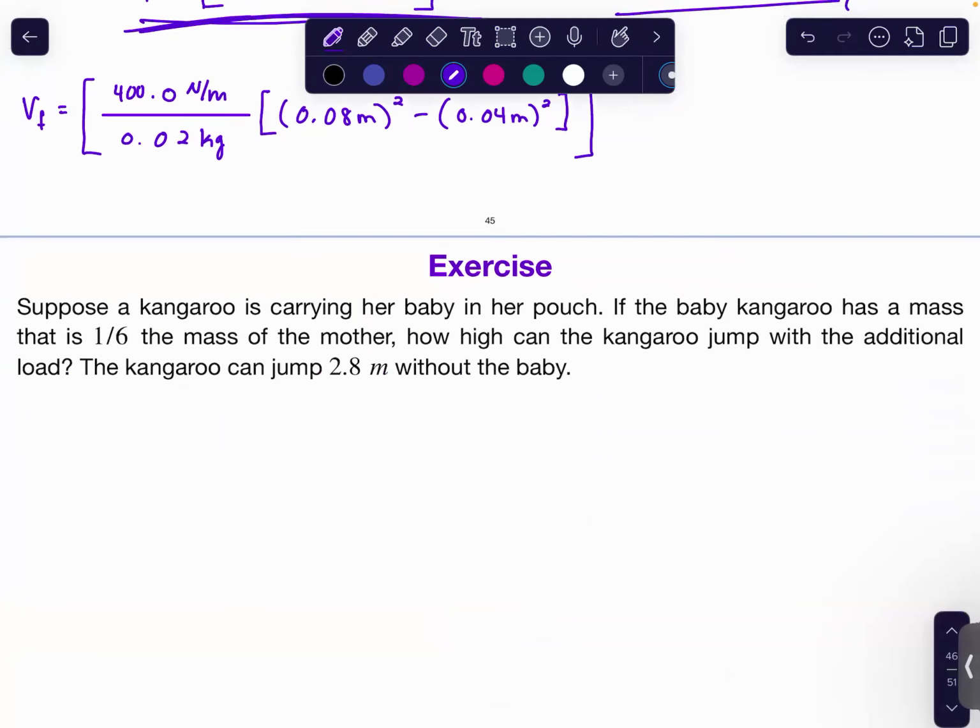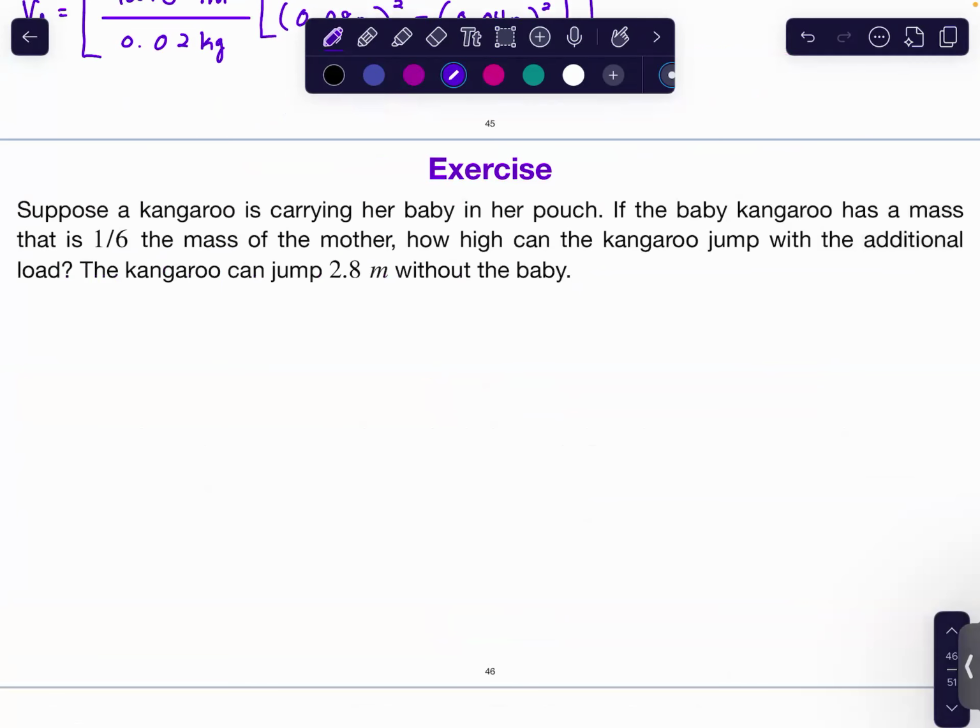Okay, that one actually gives you... let's read this one. We have a kangaroo carrying a baby in her pouch. If the baby kangaroo has a mass of 1/6 the mass of the mother, how high can the kangaroo jump with the additional load? Normally the kangaroo can jump 2.8 meters without the baby.